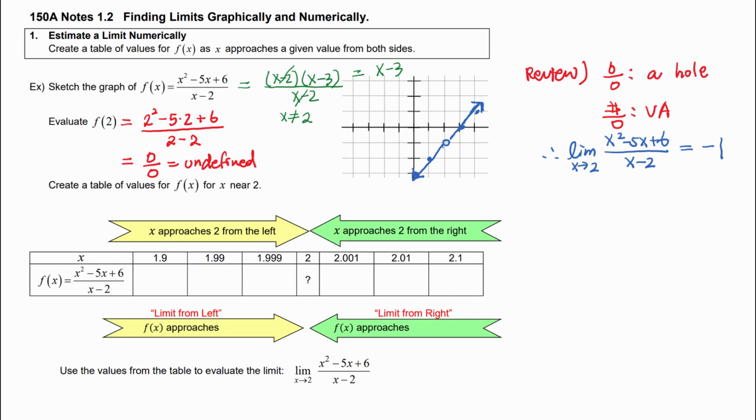Okay? So now let's try to find the same limit as x approaches 2, numerically this time. You can see the table. It is created for you this time, but you have to create the table on your own.